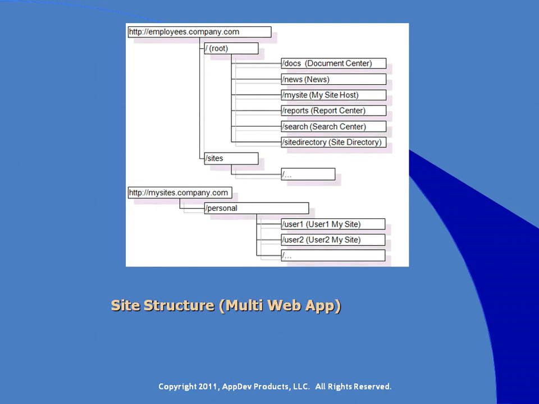On the employees.company.com, we have the root, and then we have multiple site collections branching off of the root. You've got Docs, which is your document center. You've got News, My Site Host, Report Center, Search Center, and the site directory. And then you also have the site collection sites, which is where you would most likely get your department sites, team sites, community sites, things along those lines. The top-level collaboration template creates some standard sites.